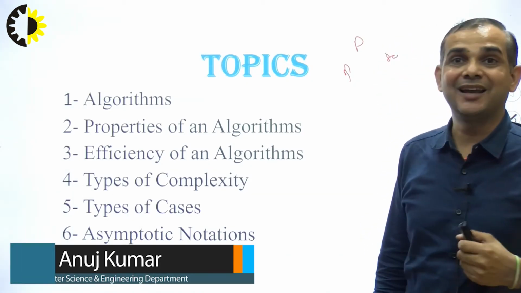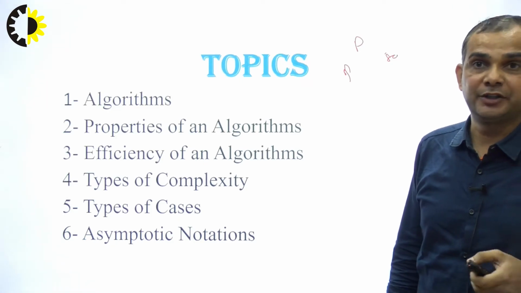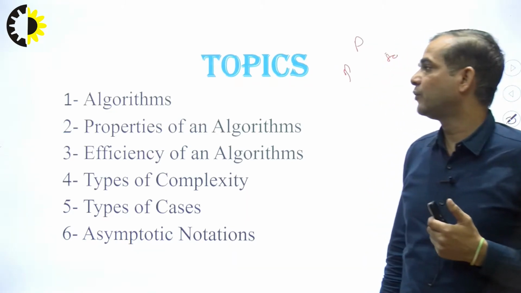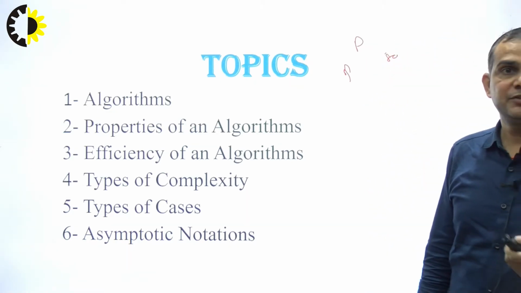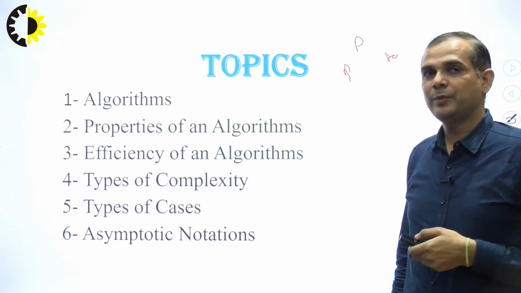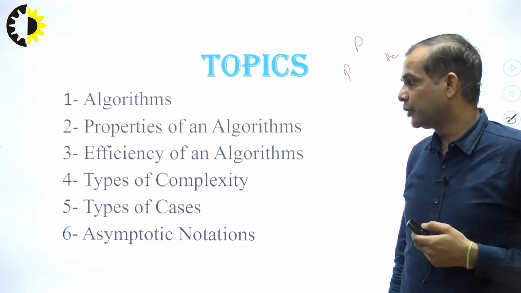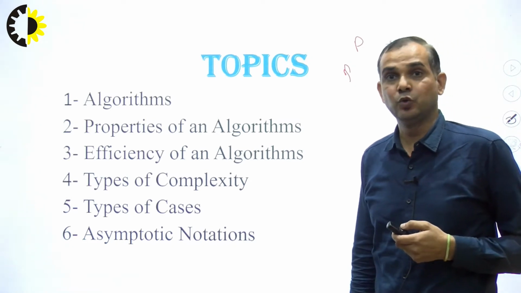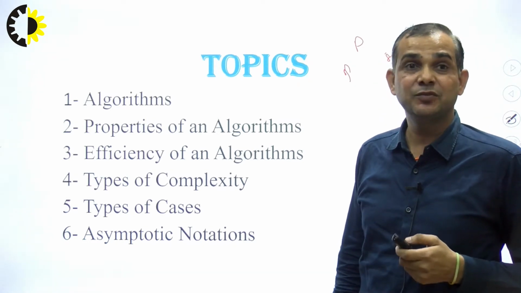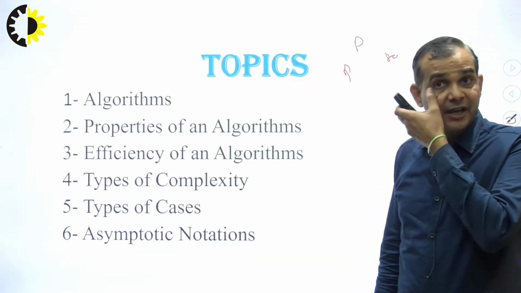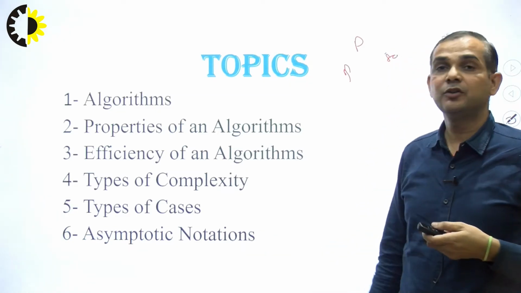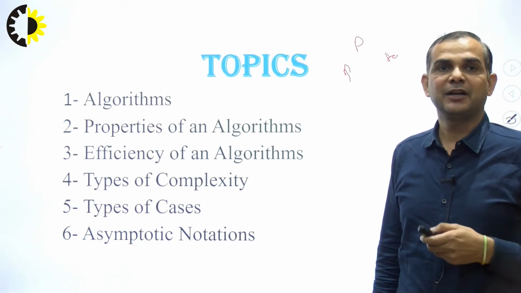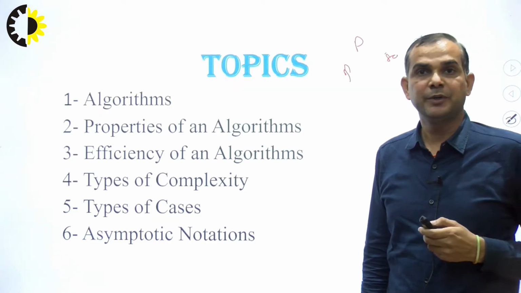Number one is what is an algorithm, what is the meaning of the algorithm, and why we use the algorithm. After this, we will discuss the properties of an algorithm. Third, we will discuss the efficiency of an algorithm, then define the types of complexity, how many types of complexity we use, and what are the different cases we use in complexity. Last, we will define the asymptotic notations, meaning we define these complexities in mathematical notations. These are known as the asymptotic notations.